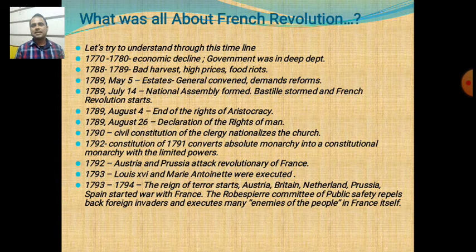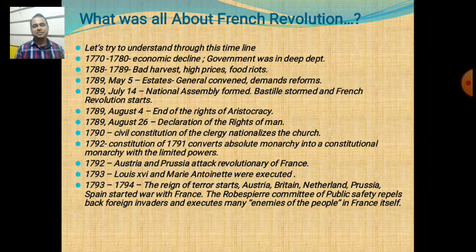Next, 1788 to 1789. In this period there was a very bad harvest due to natural phenomena, or you can say some negligence of the government. As a result, there was a very poor supply of food items in the market, and this led to high prices of all food items, and that caused food riots, meaning people were struggling and fighting to get their three times bread and butter.